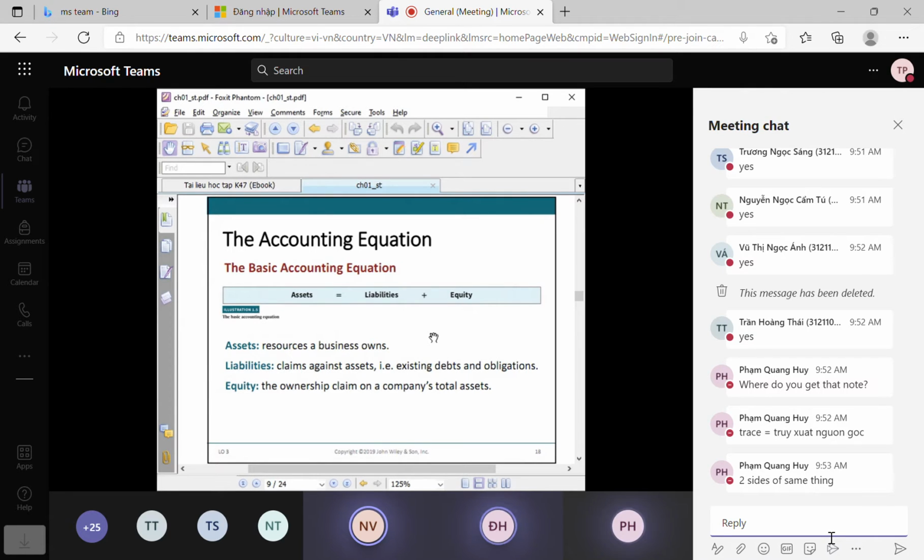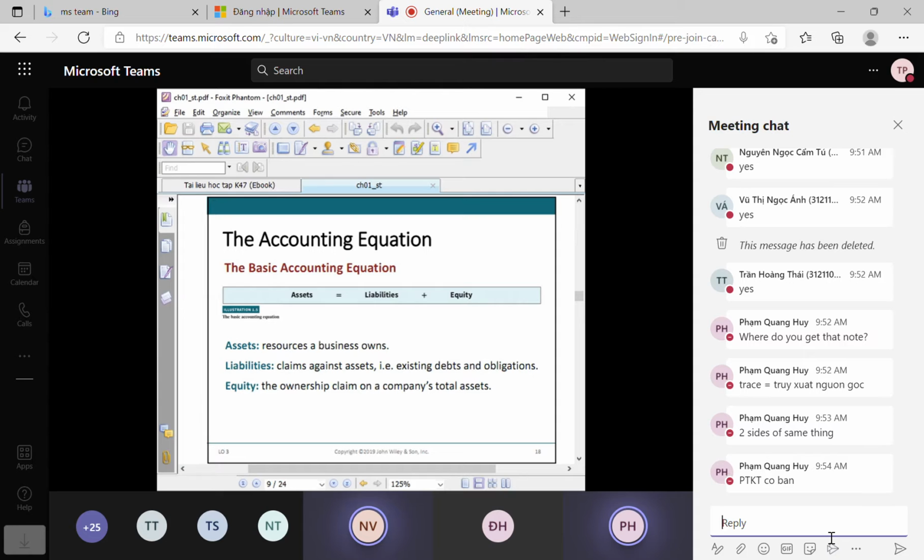Okay, all things I gave to you are described in the slide, right? It's very easy to understand now, right? The basic accounting equation. Basic accounting equation is here. Assets equal liability plus owner equity. Obligation, this means have to do something. It means obligate.